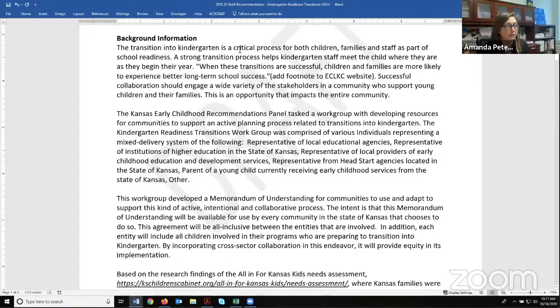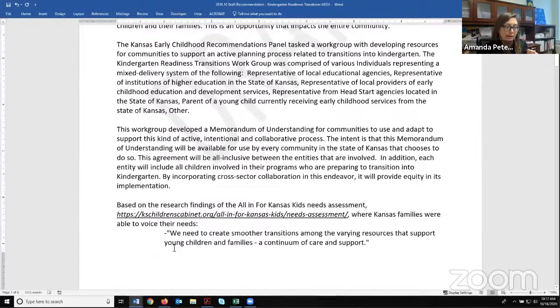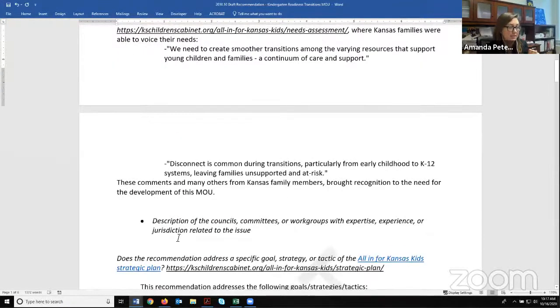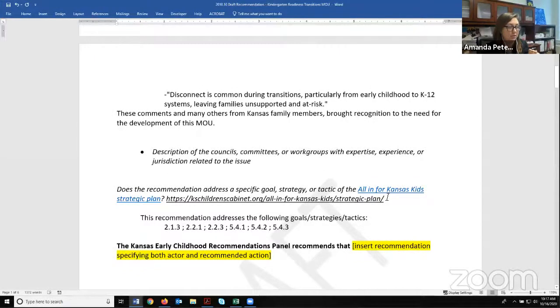So in our background information, we would have this first paragraph about why the transition is important. We'd have a description of the work group. We would have what the work group did, and we would note the connection that we have to the All In for Kansas Kids needs assessment and strategic plan.